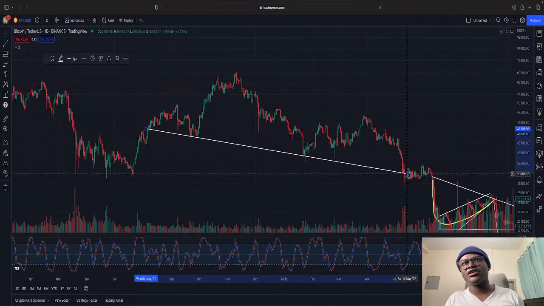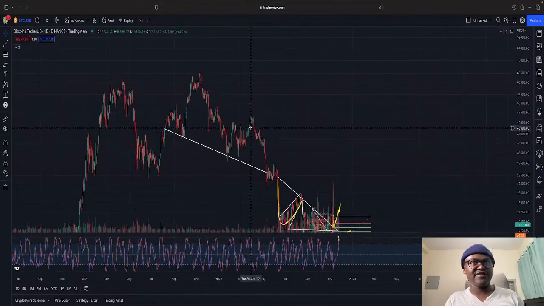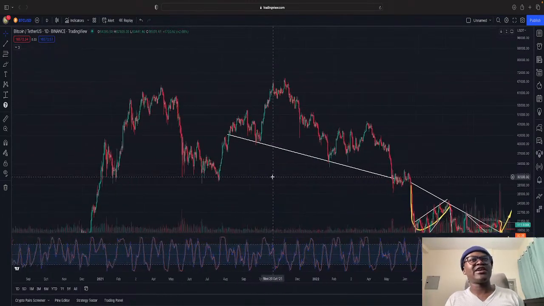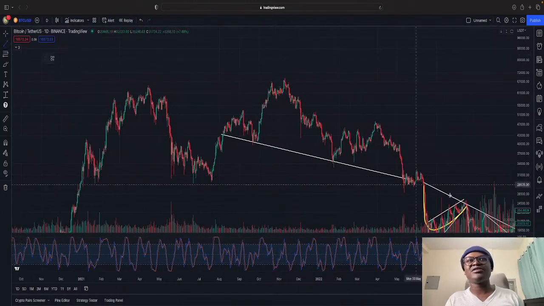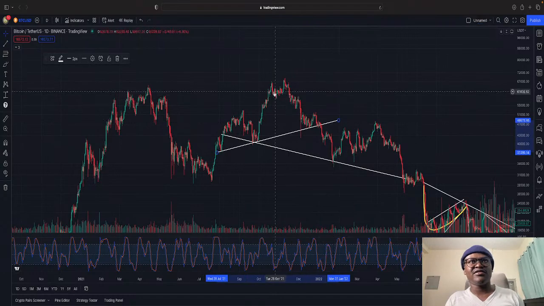You can draw this like so and like so. Now that is your head, that's your shoulder, that's your shoulder. You can also take it like so. You can draw it however you want, and it will give you very good targets. That's your head, first shoulder, second shoulder.